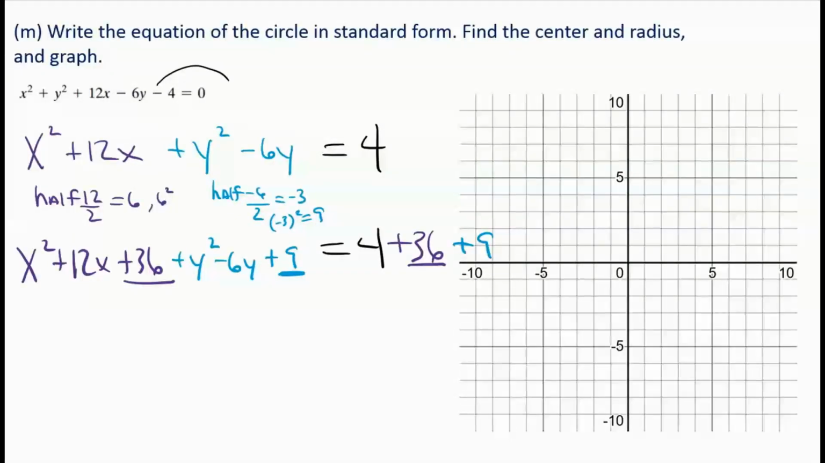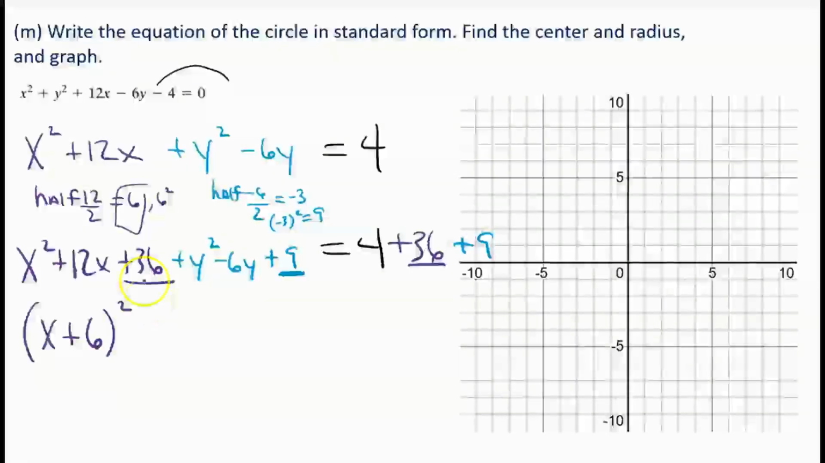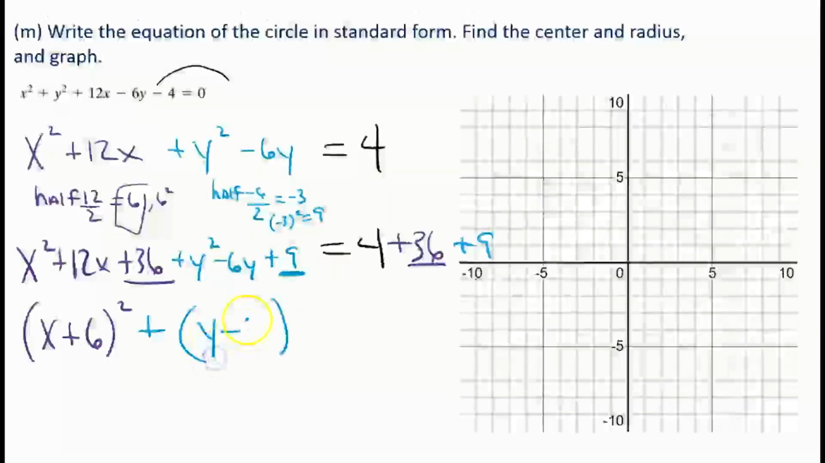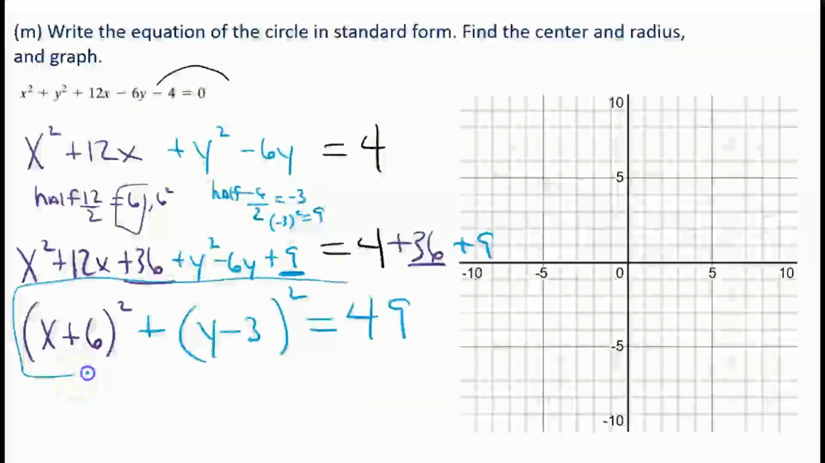Now it's time to factor, and you always factor into the half number. The half number was 6. So that's going to be x plus 6 squared. And then I'm going to factor my y's. It always factors in the half number. The half number is negative 3. So y minus 3 squared. And then on the other side, I have 4 plus 36 is 40, right? And then 40 plus 9 is 49. This is standard form for the equation of a circle.